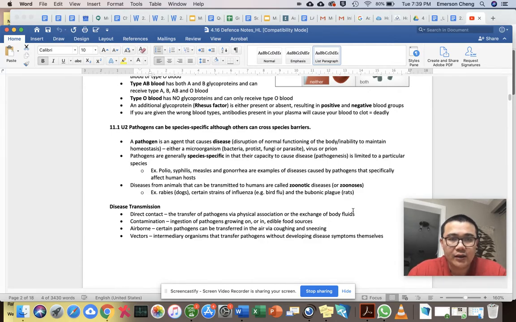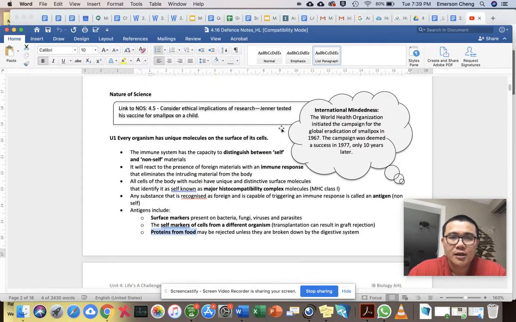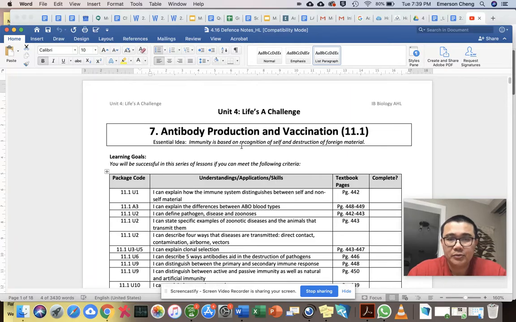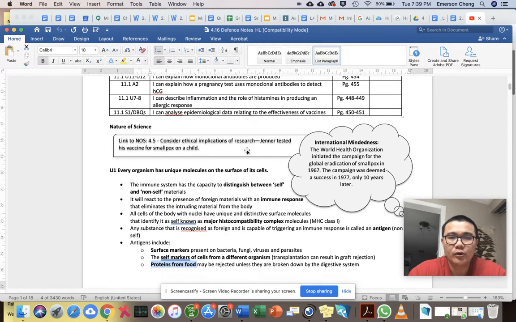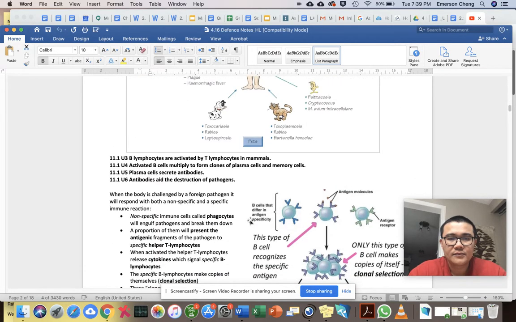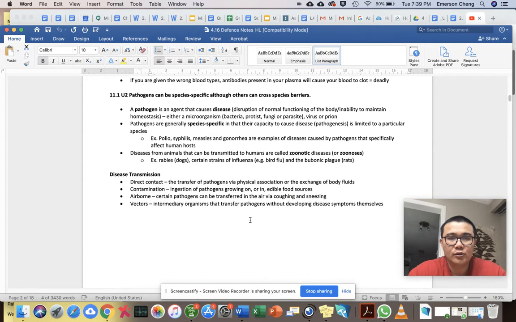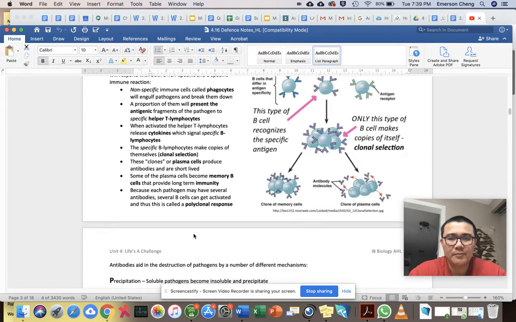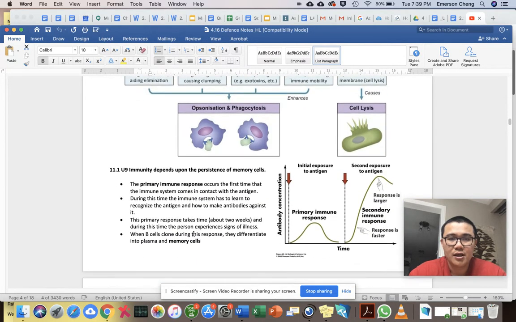So the second video, we're going to talk about antibody production. We're going to talk a little bit more about how disease gets transported. Now, the thing here, this area talks a little bit about, it's kind of related to the pandemic situation.